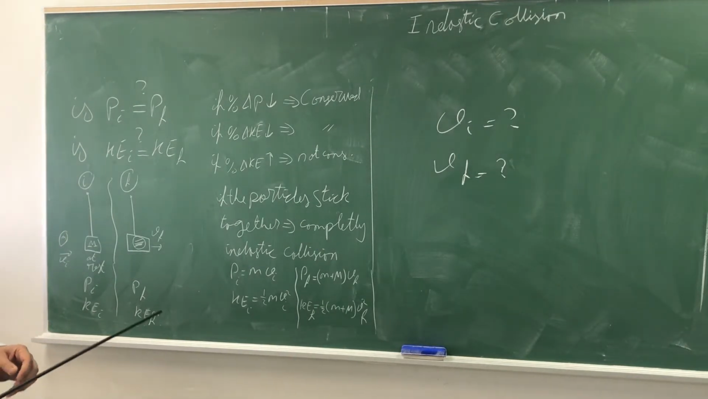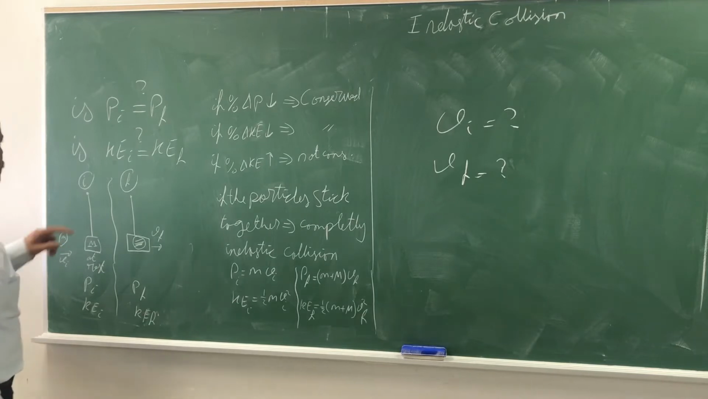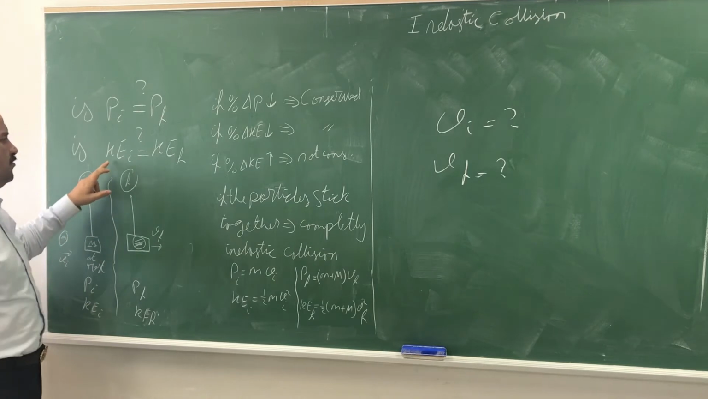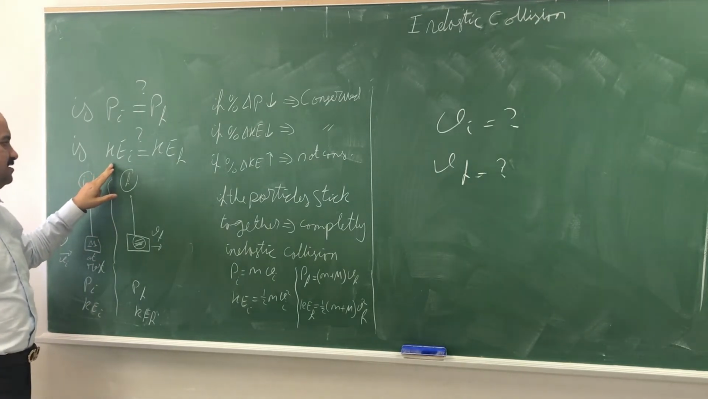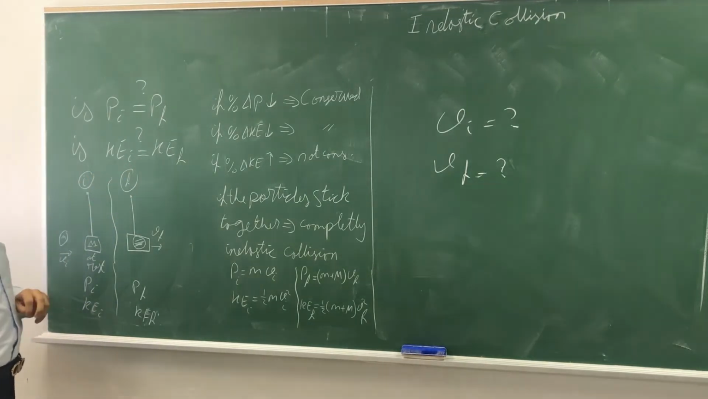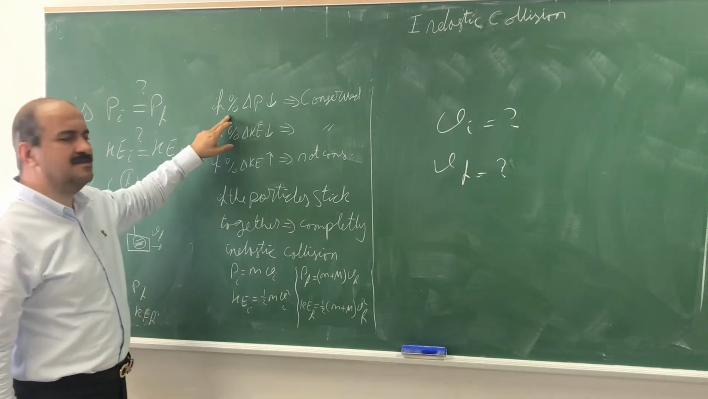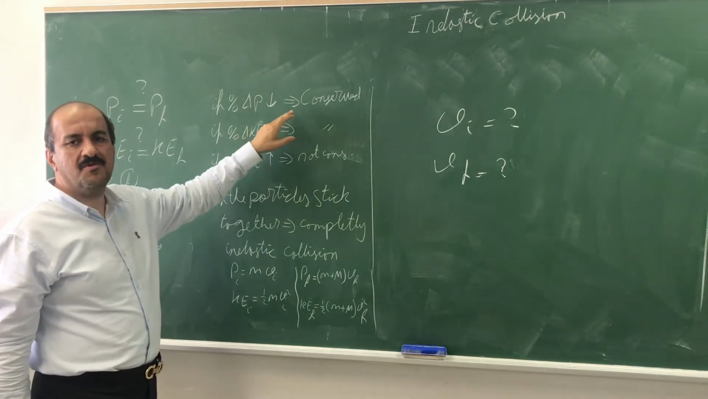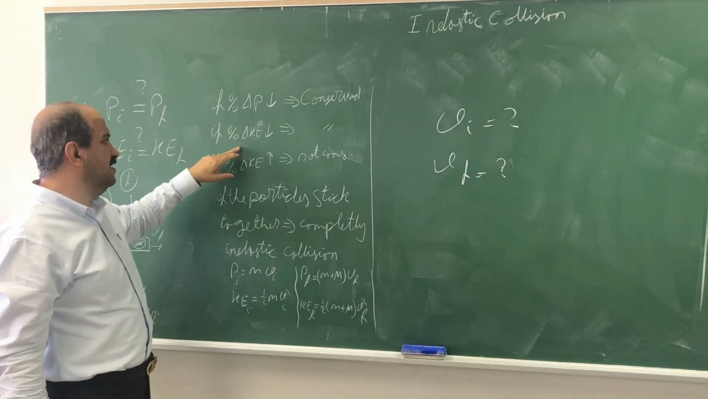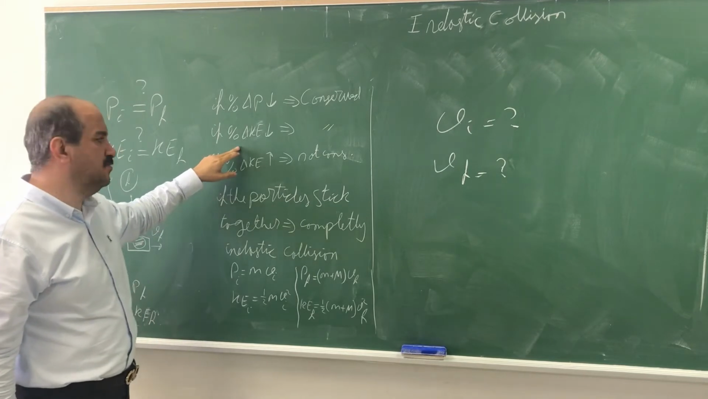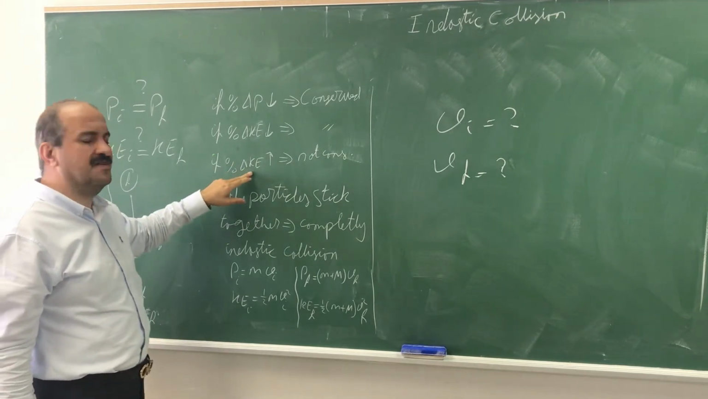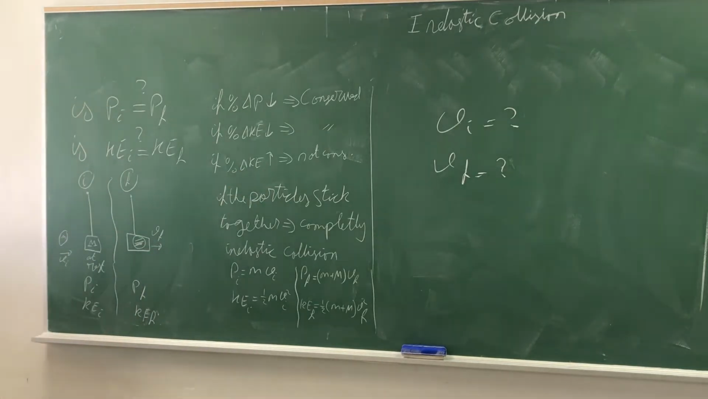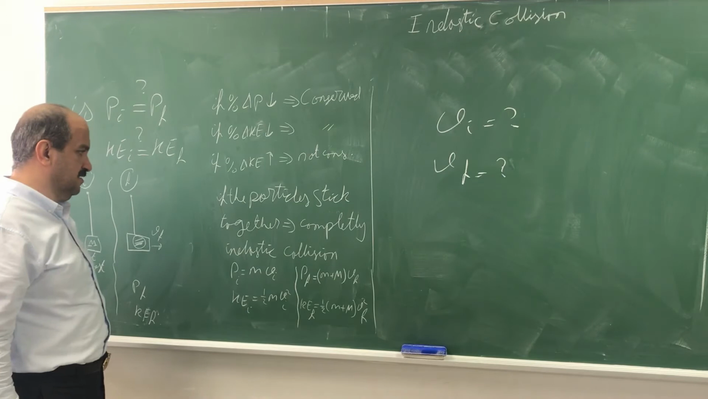To decide about the collision, we need to find the momentum before the collision and the momentum after the collision, and we also need to check the kinetic energy before and after. If the percent change in delta p is small, that means the momentum is conserved. The same thing applies to the kinetic energy. If the percent difference in delta K is small, it is conserved. If the percent difference in delta K is high, that means the kinetic energy is not conserved.